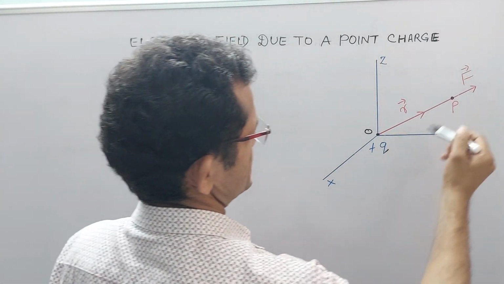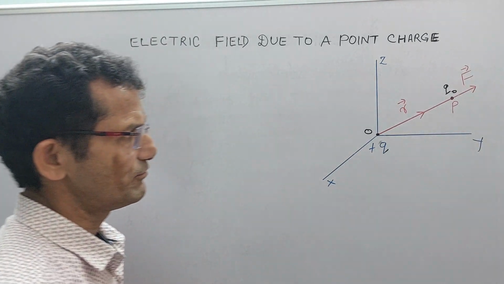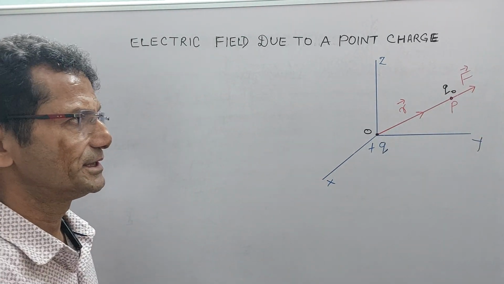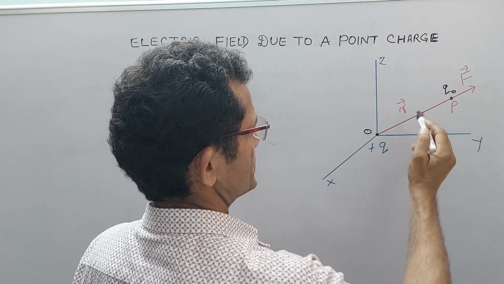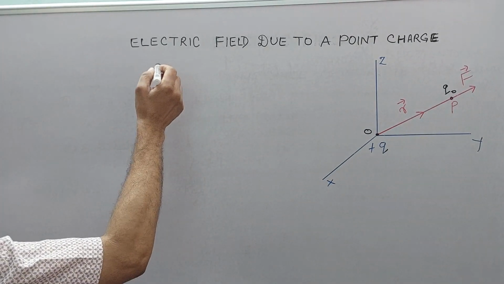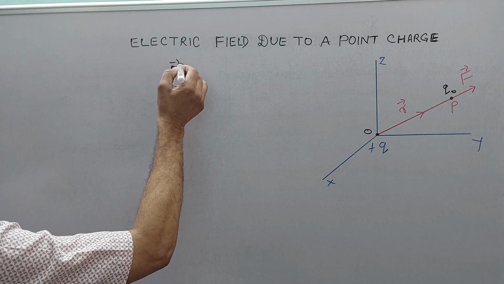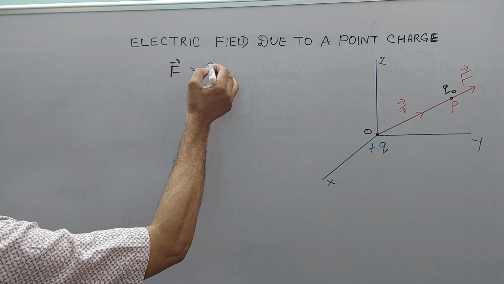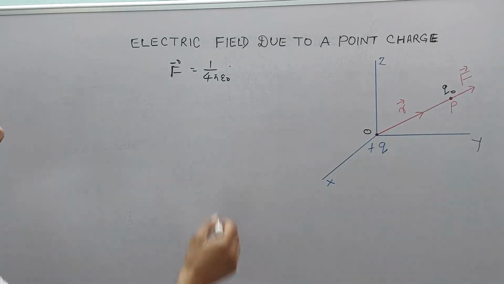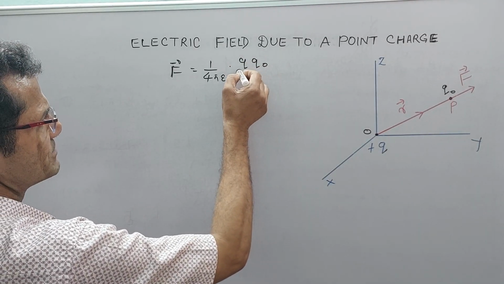Since the source charge is positive, if I place a test charge Q naught at the point P, both are like charges, therefore the force acting on Q naught will be a repulsive force. By Coulomb's law, the force will be vector F equal to 1 upon 4 pi epsilon naught times the product of the charges Q and Q naught divided by R square.